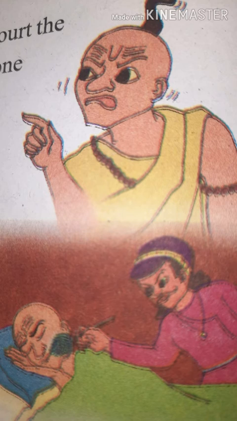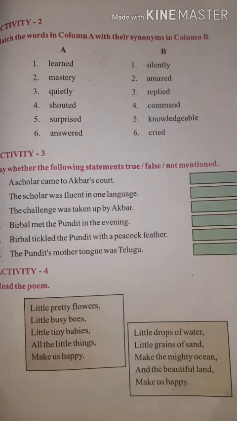Now coming to the next page which has an activity. Activity 2 says match the words in column A with the synonyms in column B. So what are synonyms? You already know, when we did lesson number 28 in grammar. Synonyms are words with the same meaning. So here there are simple words that we have learnt in the lesson, and we are going to match them with their synonyms.